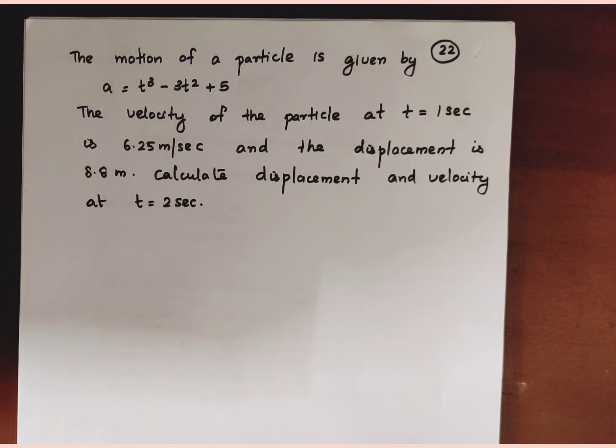So now the third question, motion of a particle is given by A is equal to t cube minus 3t square plus 5. The velocity of the particle at t is equal to 1 second is 6.25 meter per second and the displacement is 8.8 meter. Calculate the displacement and velocity at t is equal to 2 seconds.